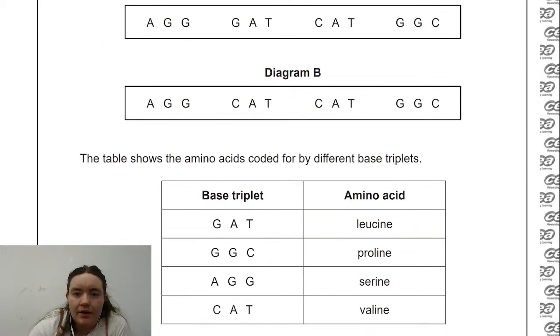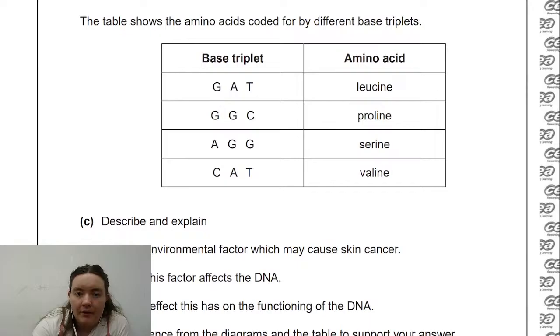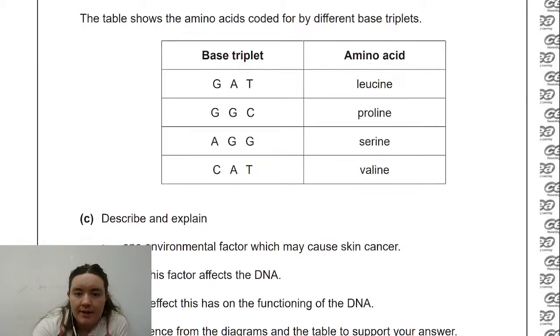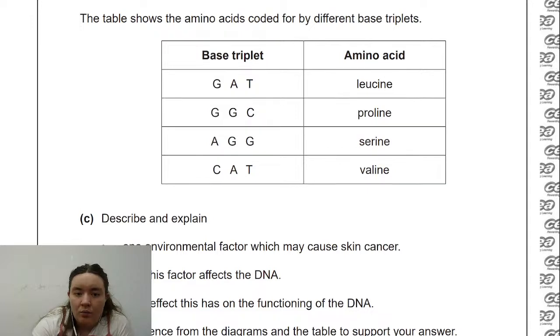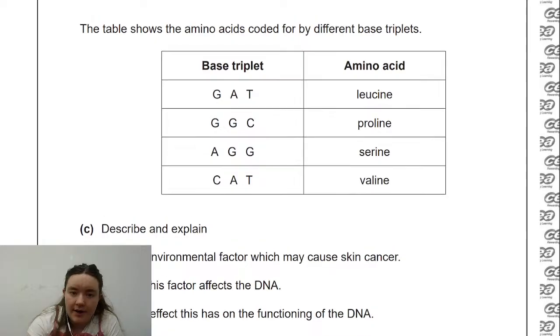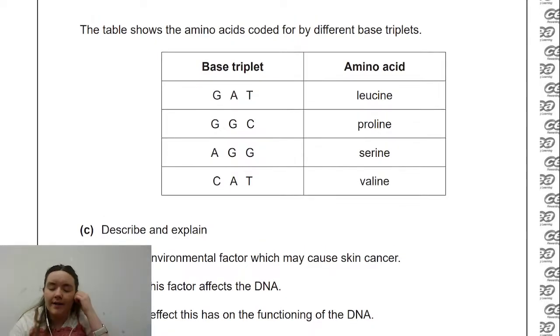The table shows the amino acids coded for by the different triplets. Describe and explain one environmental factor which may cause skin cancer. Describe how this factor affects DNA and what effect this has on the functioning of DNA. Okay, so this is actually quite a nice essay question because they've given us points for our structure.